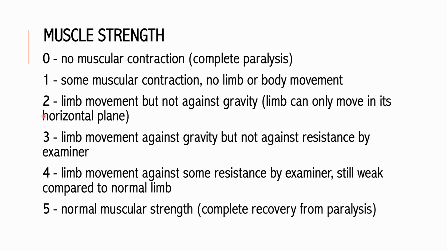The level of 2 out of 5 shows limb movement is possible but not against gravity, which means the limb can only move in its horizontal plane. The level of 3 out of 5 shows limb movement is possible against gravity, but not against resistance by the examiner. The level of 4 out of 5 shows limb movement is possible against some resistance by the examiner, but it is still weak compared to a normal limb. And the level of 5 out of 5 shows normal muscular strength, which means complete recovery from paralysis.